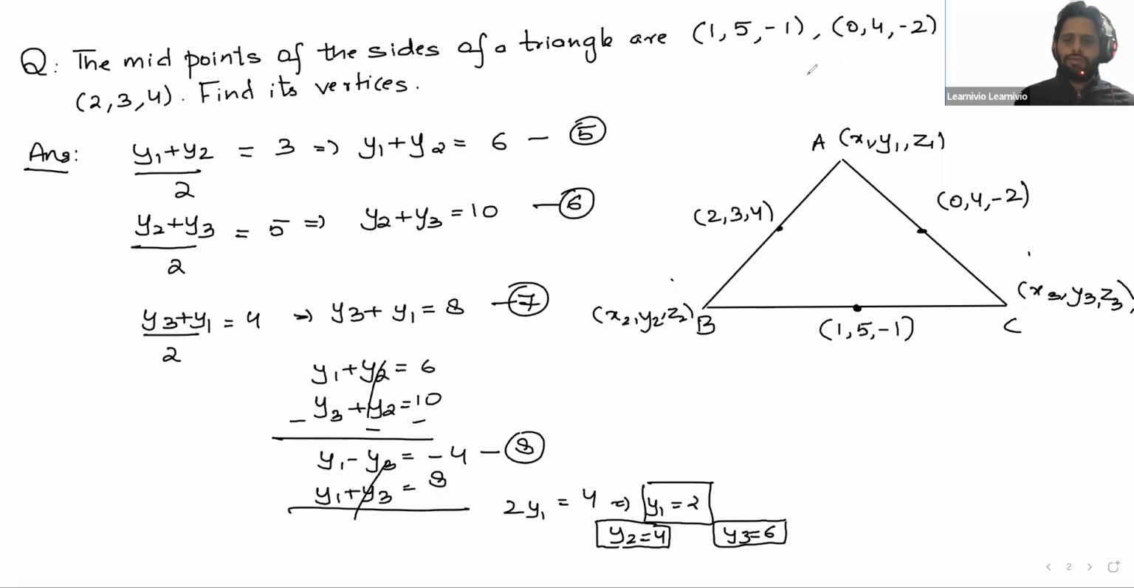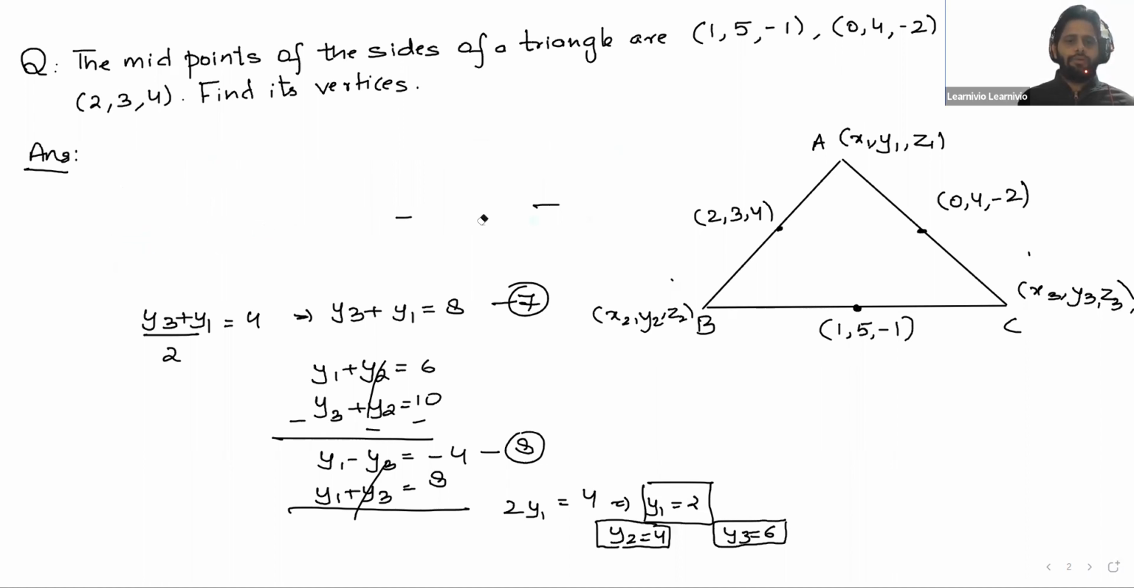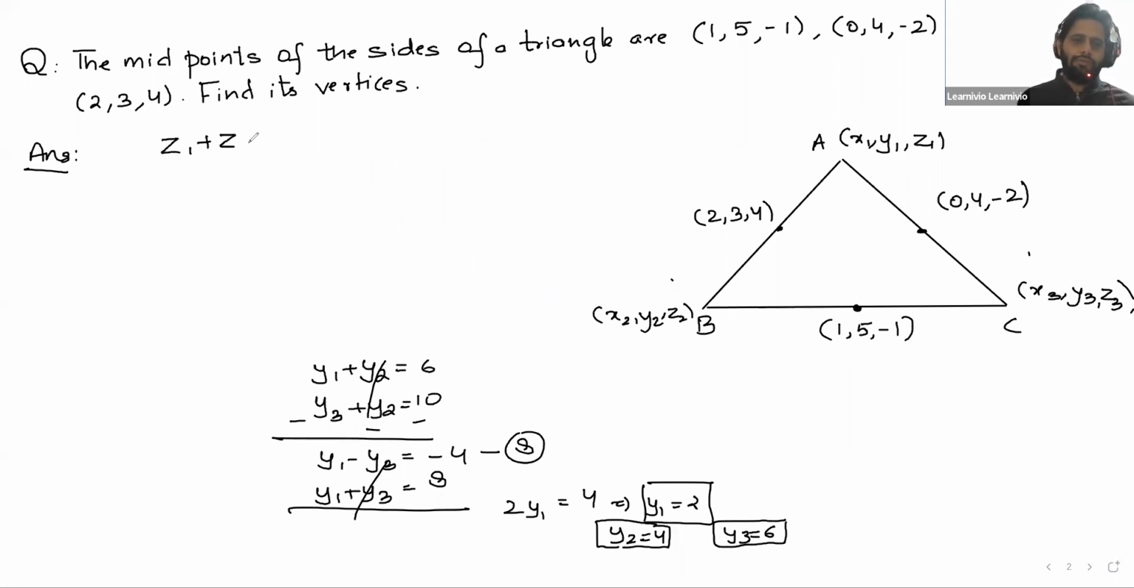Okay, then we will start with z1. I hope everyone has noted this. Next, we will take the z-coordinate. Now, z1 plus z2 by 2, this is equal to what? 4. So we can say z1 plus z2 is equal to 8.